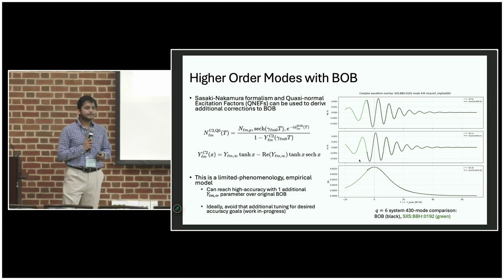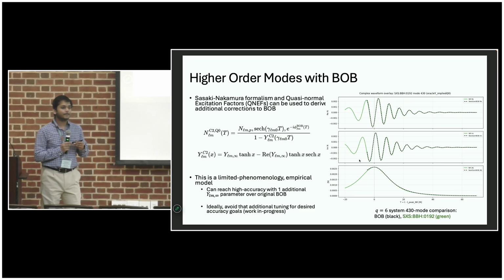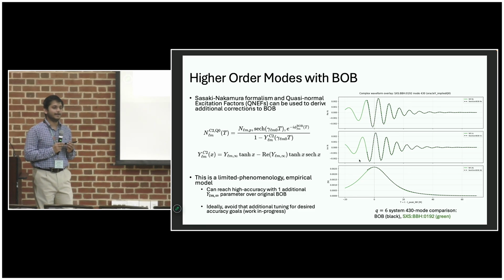Because I guess this is just for quasi-circular linear spin, and then go to spin precession and eccentricity. If you could comment on that, thank you.